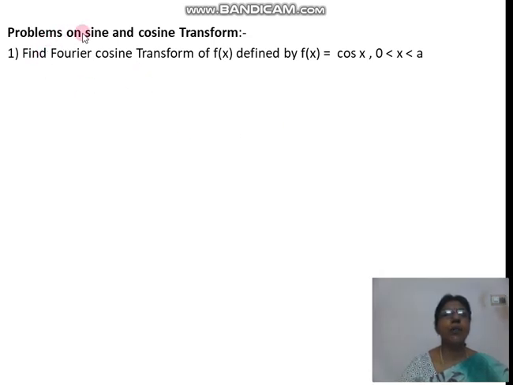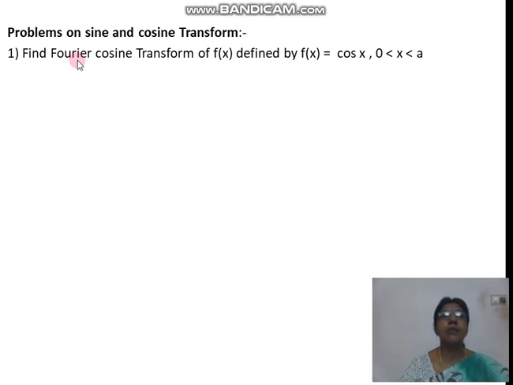Now we see the problems on sine and cosine transforms. The first problem: find the Fourier cosine transform of f of x, defined by f of x is equal to cos x for 0 less than x less than a. Okay, let us see the question.